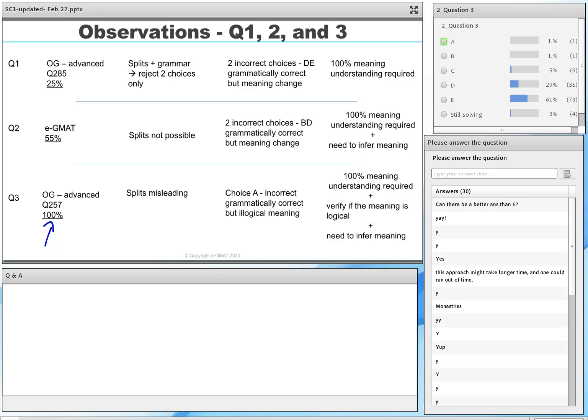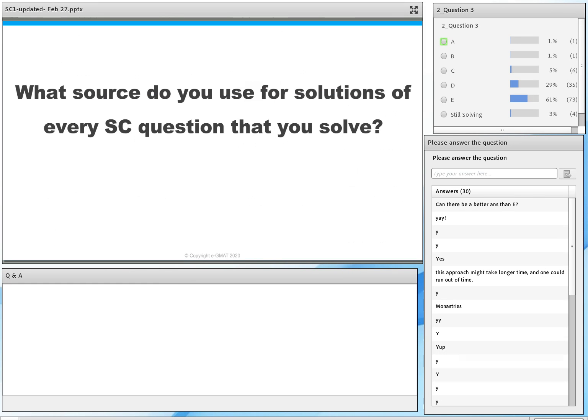Okay. I have a question. This approach might take longer time and one could run out of time. I will address that question at the end of our fourth question. So yes, most of you must be having this timing issue. Hey, it's a timed exam, you know, and you have so many questions to do. So what do we do with our time? I will talk about that once we finish our fourth question. So hang on to that.